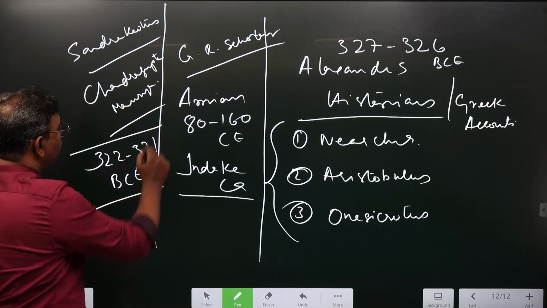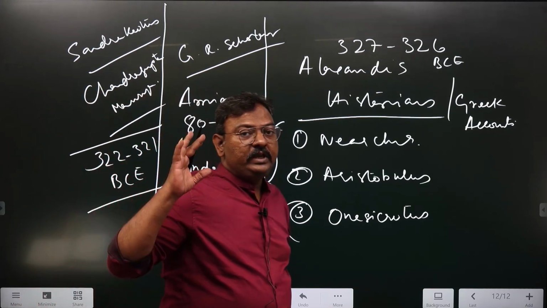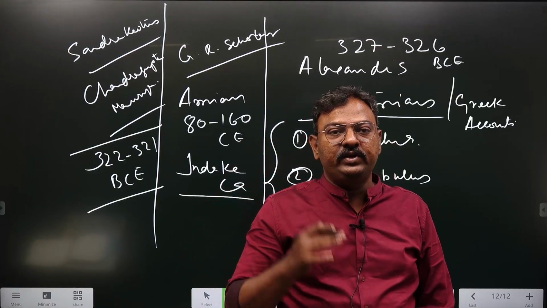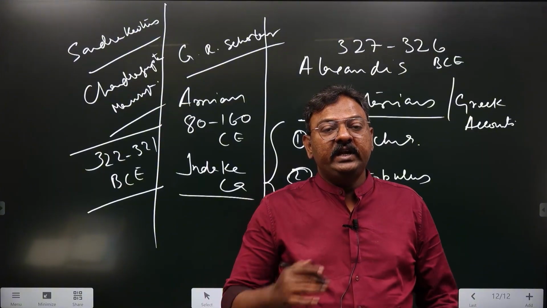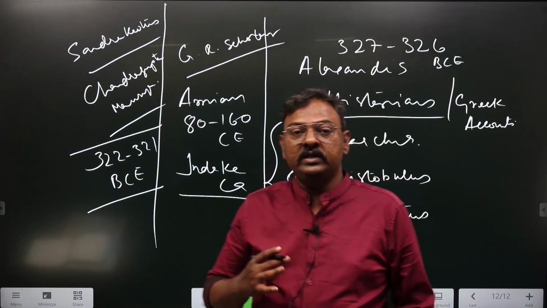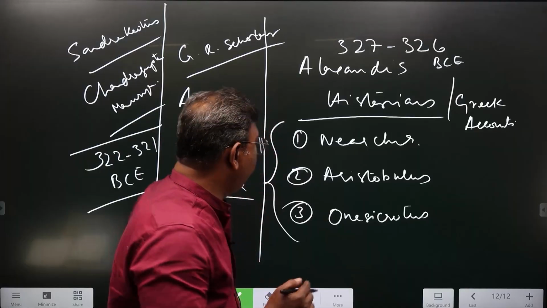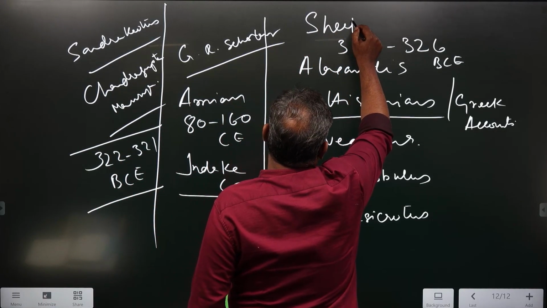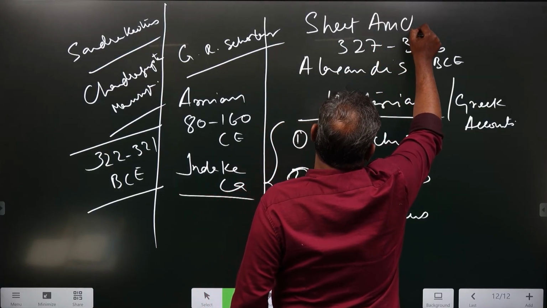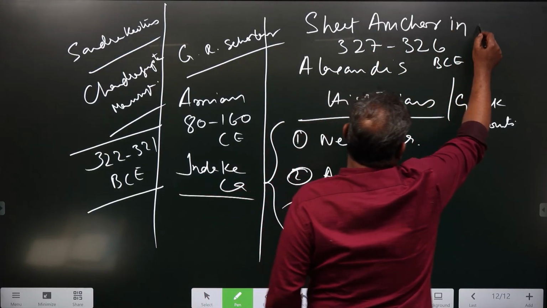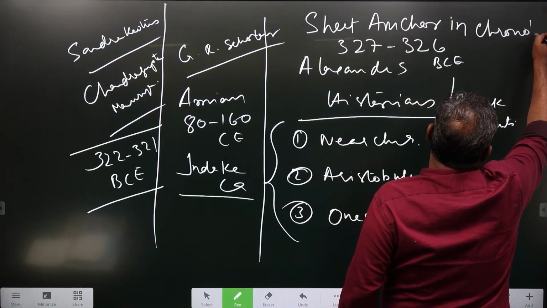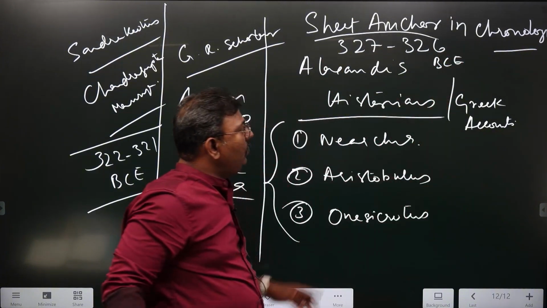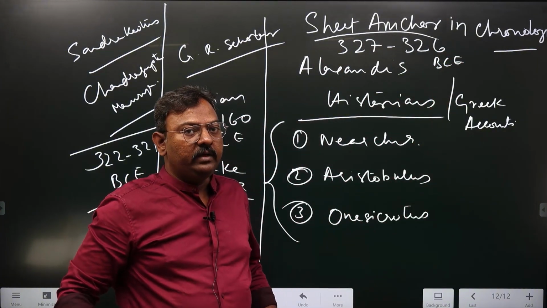So this 321 BCE in Indian history is known as the sheet anchor in chronology.